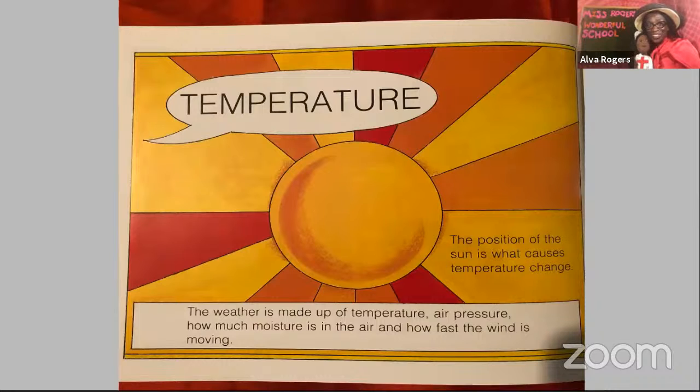Temperature. That's a weather word. The position of the sun is what causes temperature changes. The weather is made up of temperature, air pressure, how much moisture is in the air, and how fast the wind is moving.